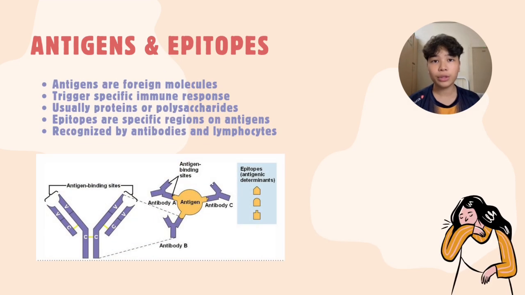Antigens are foreign molecules that trigger a specific immune response. They are usually proteins or polysaccharides found on the surface of foreign cells. Each antigen has specific regions called epitopes. Epitopes are recognized and bound by antibodies and lymphocytes, initiating the immune response.